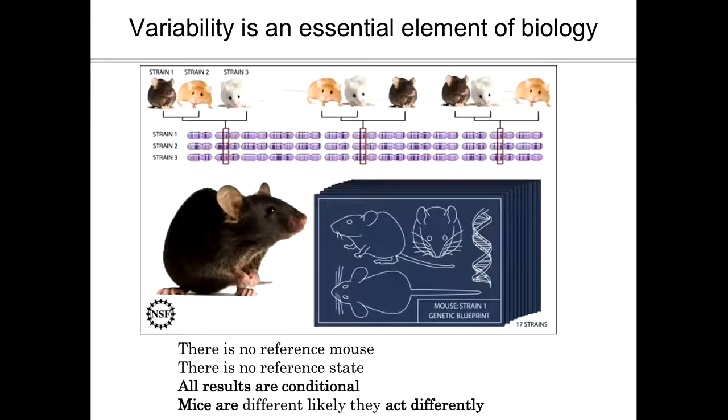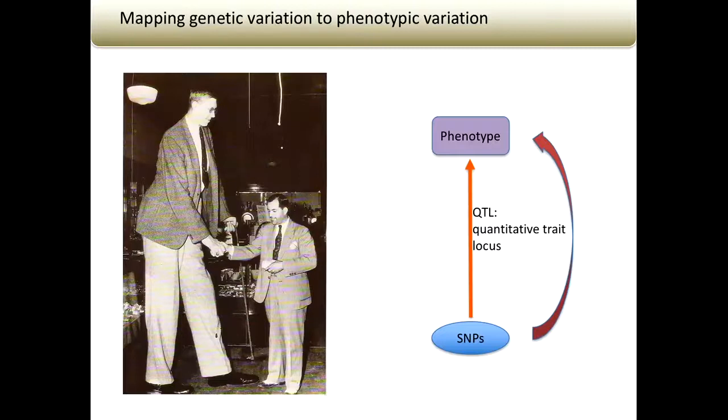So there is no reference mouse, there's no ideal mouse, there's no ideal person, there's no reference person, there is no reference state. So all results that we measure are conditional. And mice are different and likely act differently if you were to do experiments. This conditionality is usually not reported in journals, and because it is important, it means that what is presented as a finding with no conditional information attached will be true for some conditions, but not for others.